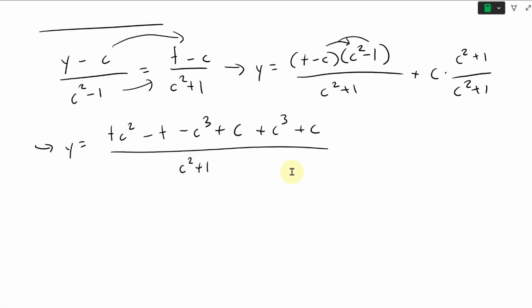Alright, just move it over like that. So now we're going to cancel some stuff out. So this cancels with this, and that's all we're left with. Now we have a negative t, and then this is a 2c there.